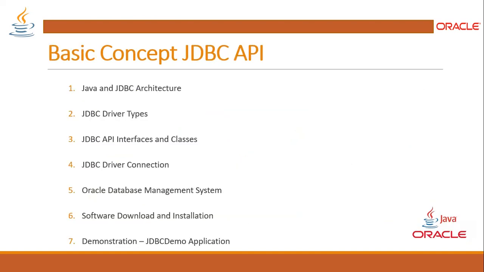This course content is divided into two parts, the basic concept and second part is advanced concept. The basic concept covers the introduction of Java and JDBC architecture. We'll cover the different types of JDBC driver available, and we have JDBC API, a complete library information, the most commonly used interfaces and the classes and the methods and objects which are available in the library.